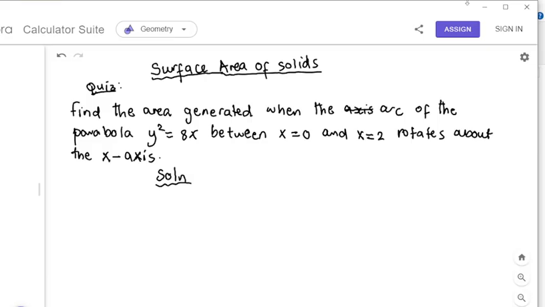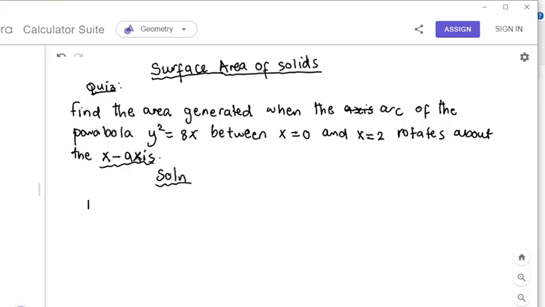So we are going to handle this application using an example, and our example is: find the area generated when the arc of the parabola y squared equals 8x between x equals 0 and x equals 2 rotates about the x-axis. So you check here, this rotates about the x-axis.